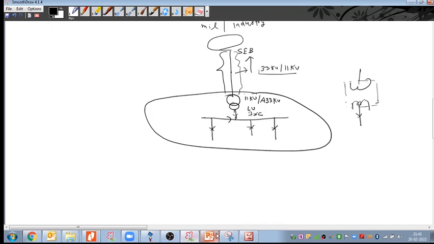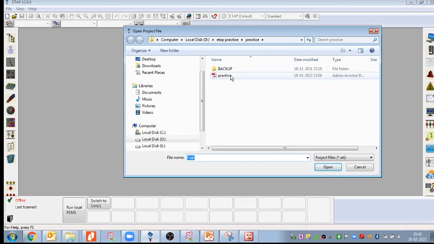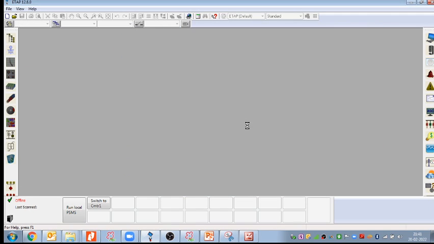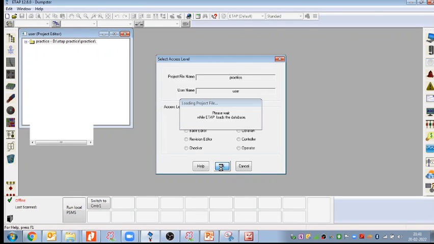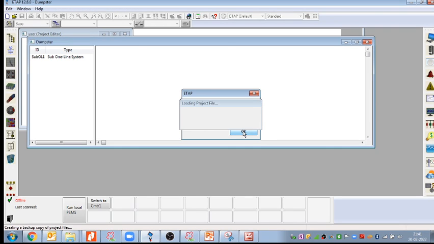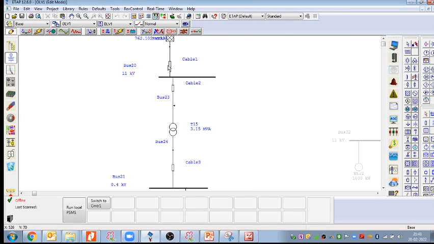Okay. So let us go to the ETAP and open any reference, any project. How to work on the ETAP intro I have already given to all of you. So I hope that everyone is aware of what I'm trying to do.